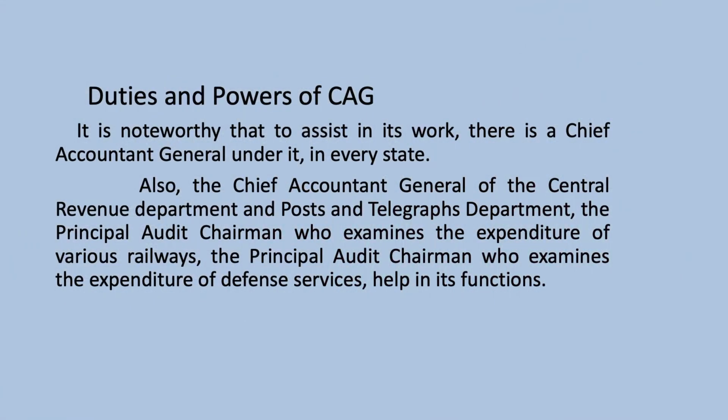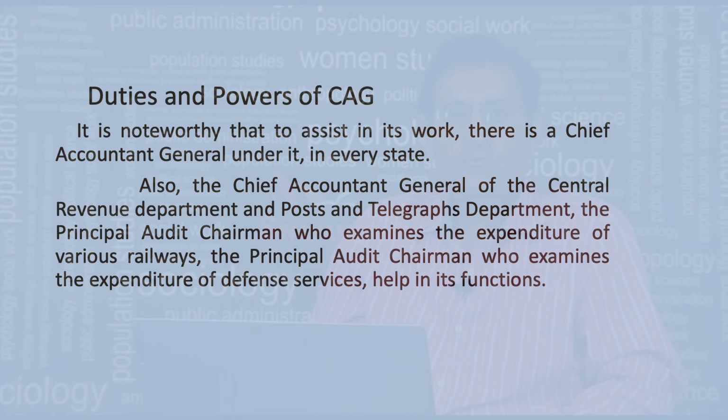It is noteworthy that to assist in its work, there is a chief accountant general under it in every state. Also, the chief accountant general of the central revenue department and post and telegraph department, the principal audit chairman who examines the expenditure of various railways, and the principal audit chairman who examines the expenditure of defense services help in its functions. Students, we see that there are a number of officials who help the Comptroller and Auditor General in performing its functions.